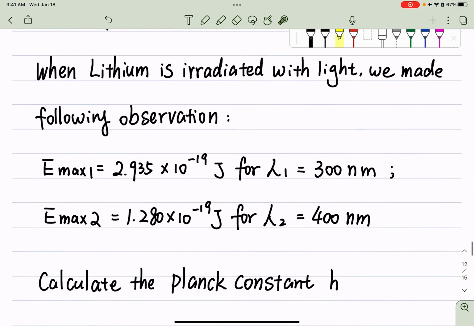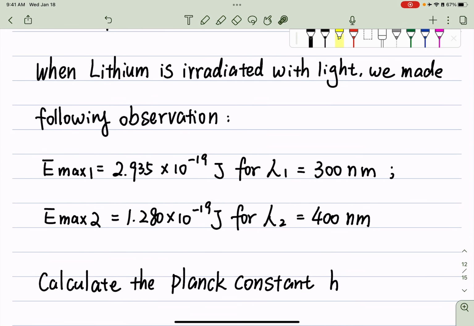Okay, next up, we have one last question here. This one is slightly peculiar. This one you can actually check your result with the formula sheet, because we're asked to calculate the Planck constant. So the question reads, when lithium is irradiated with light in a photoelectric experiment, we have the following observation. Say the kinetic energy of the photoelectron being ejected is 2.935 times 10 to the negative 19 joule, when the lambda is 300 nanometer.